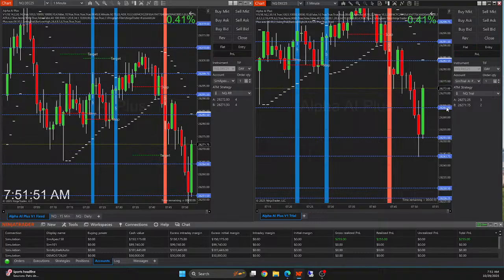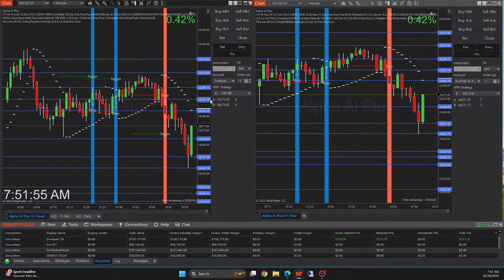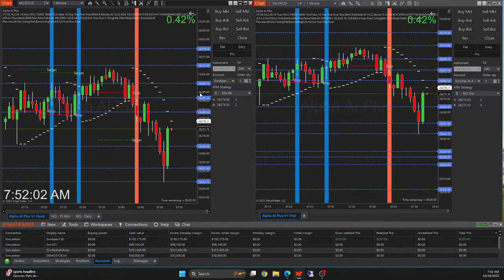Order canceled. So this one hit the stop for the small profit. Very choppy price action. We are up to $155 in the fixed target.